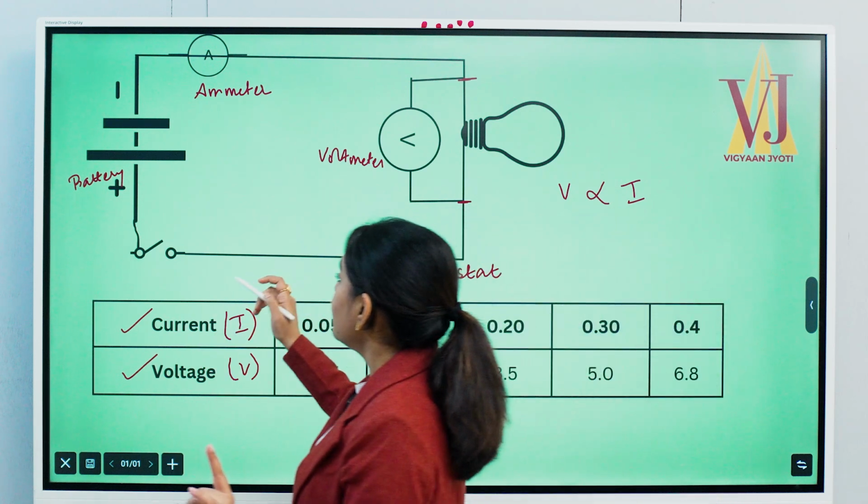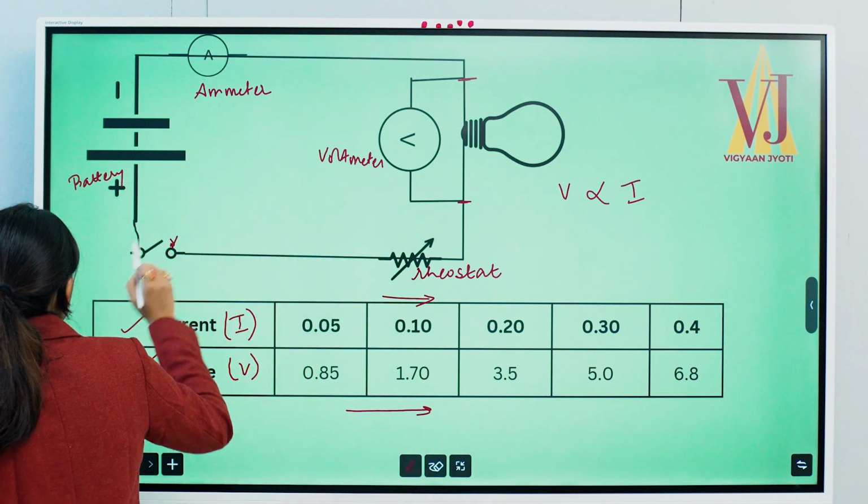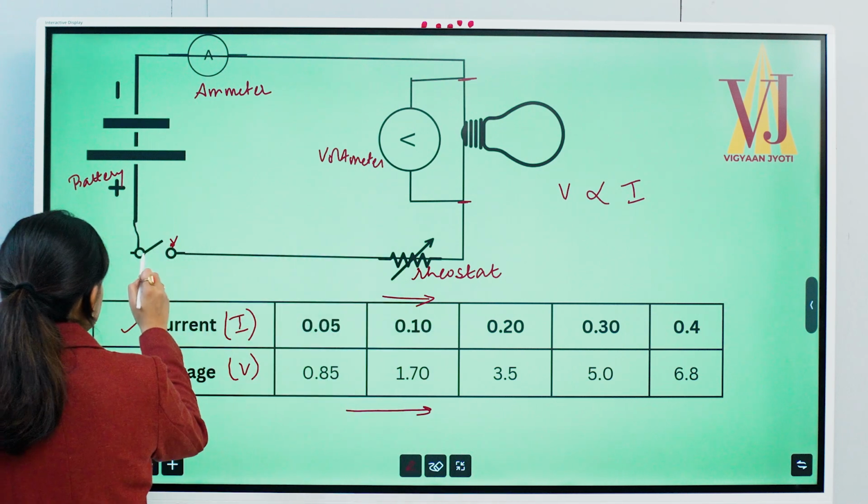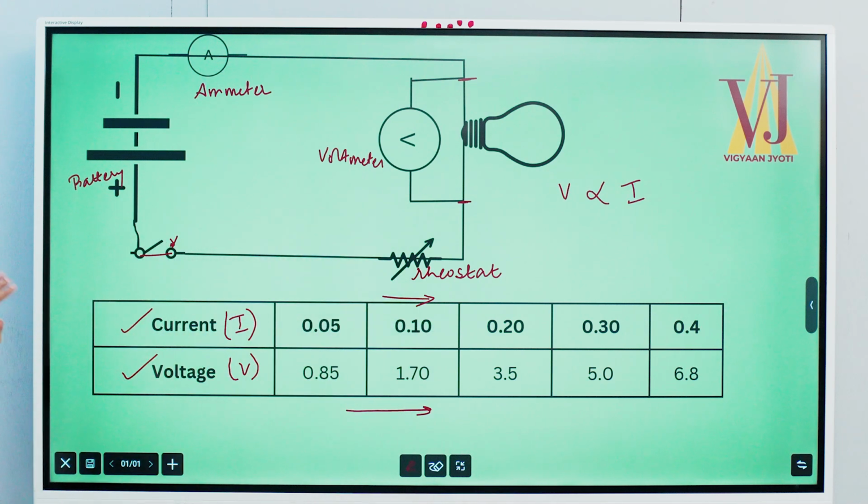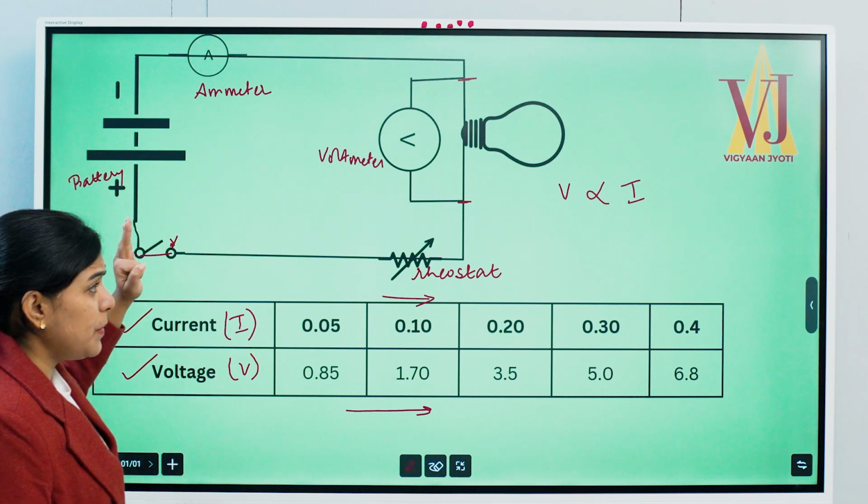Definitely the switch needs to be closed. Only then will the circuit be complete and the current flow. And when he adjusted the voltage, he found that as he increased the voltage, the current was also increased.